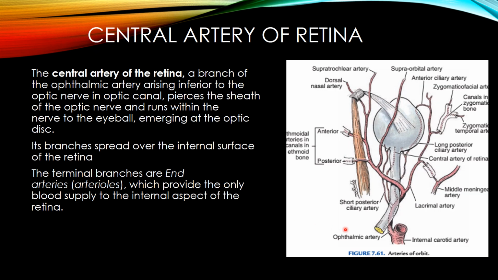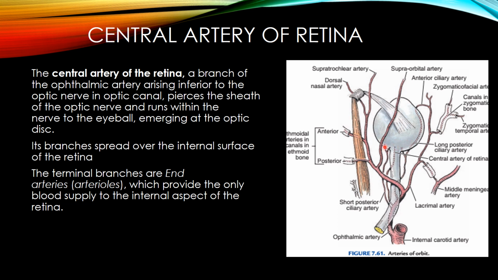Now the central artery of the retina is very important and is a branch of the ophthalmic artery arising inferior to the optic nerve in the optic canal. It pierces the sheath of the optic nerve and runs within the nerve to reach the optic disc. It gives terminal branches to the internal surface of the retina.